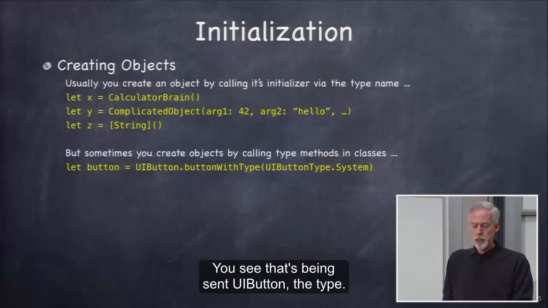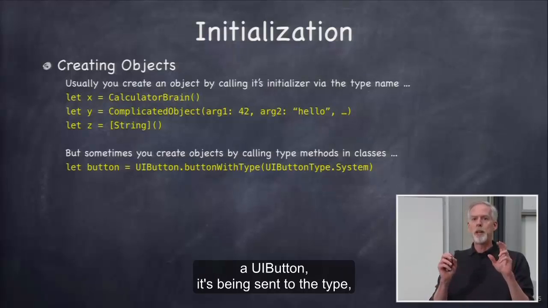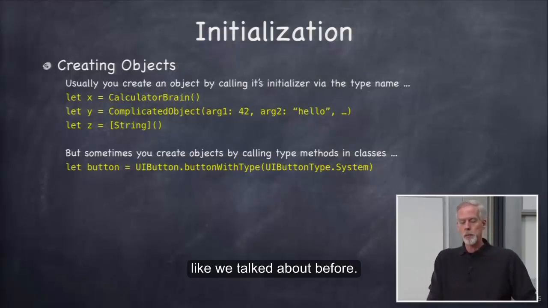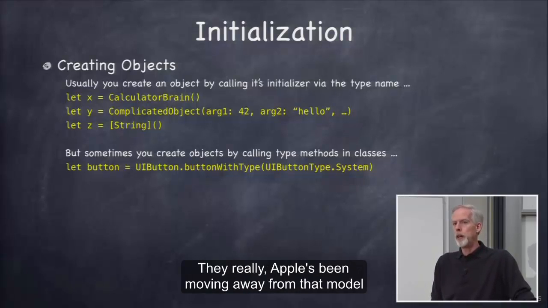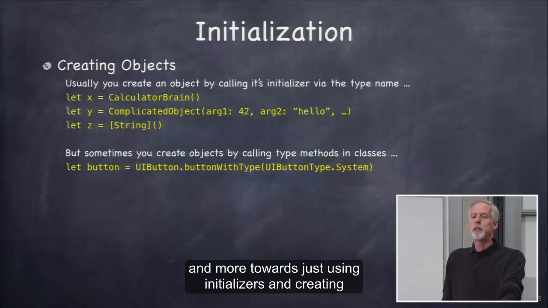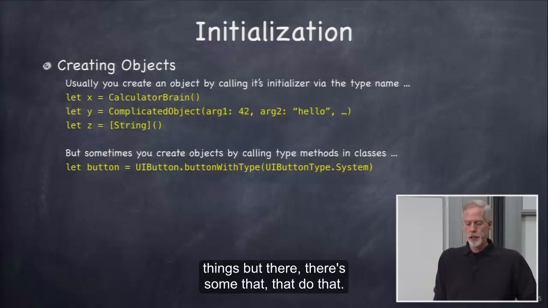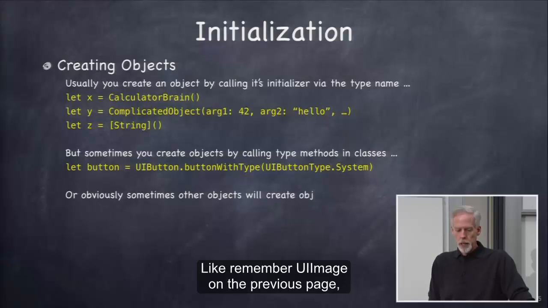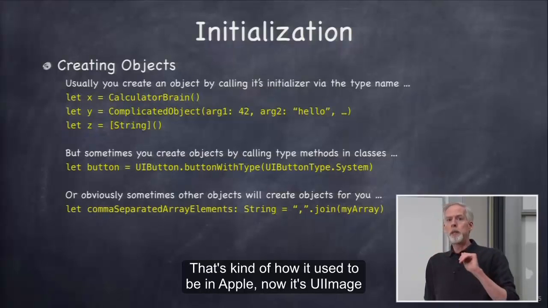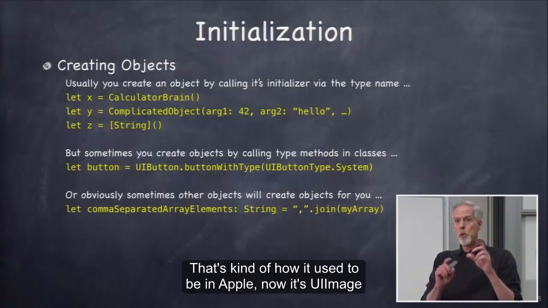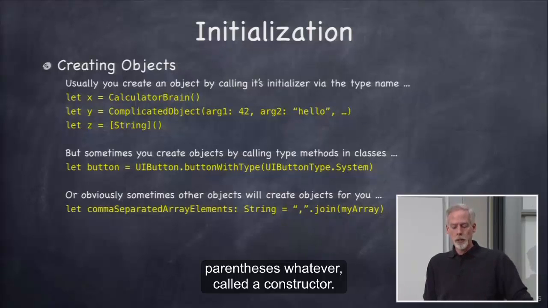So here's one, button with type. You see that's being sent to UIButton, the type. Right? It's not being sent to a UIButton. It is being sent to the type, like we talked about before. And so sometimes you'll be creating things that way. Very rarely. Apple's been moving away from that model and more towards just using initializers and creating things. But there's some that do that. Like remember UIImage on the previous page, that wasn't UIImage.imageNamed. That's kind of how it used to be in Apple. Now it's UIImage parentheses, whatever, call the constructor.